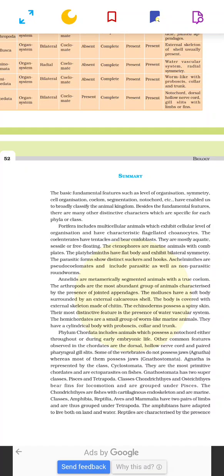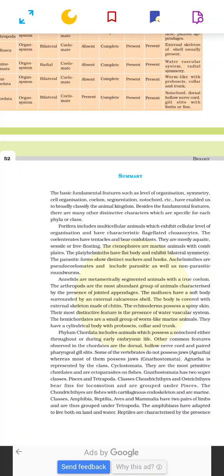The mollusks have a soft body surrounded by an external calcareous shell. The body is covered with an external skeleton made up of chitin. The echinoderms possess spiny skin. The most distinctive feature is the presence of the water vascular system in echinodermata. The hemichordata are a small group of worm-like marine animals. They have a cylindrical body with proboscis, collar and trunk.